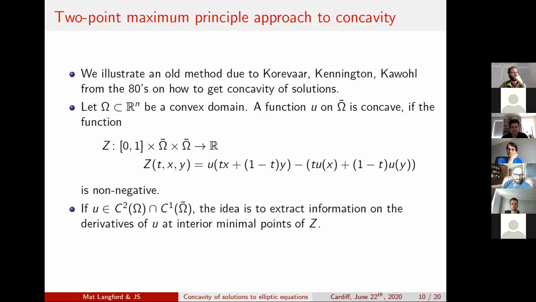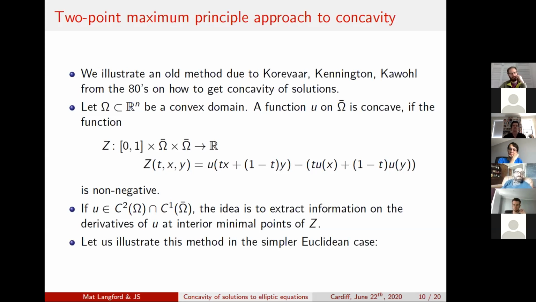So the idea is we want to extract information on the derivatives of U at a minimum point. If we want to prove that this function Z is non-negative, we can assume by contradiction that it is negative somewhere. And then we want to differentiate the equation at this point. Assuming that's an interior point, we can differentiate it and get information about the derivatives of U by that procedure. So let's ignore boundary points at the moment and just do the computation in the Euclidean case, which is much simpler and where we actually get some results, or they got results.